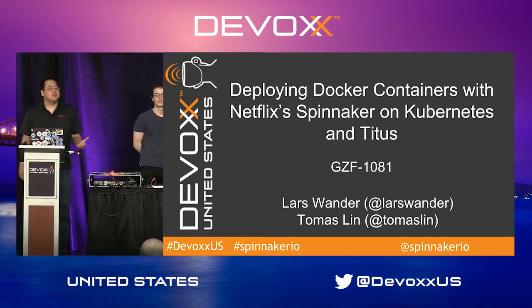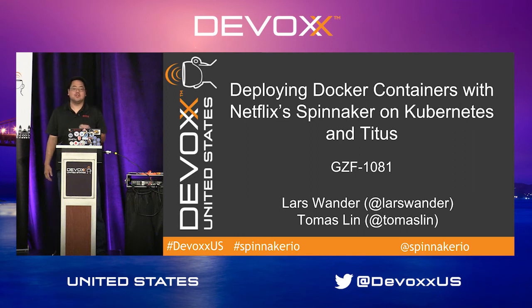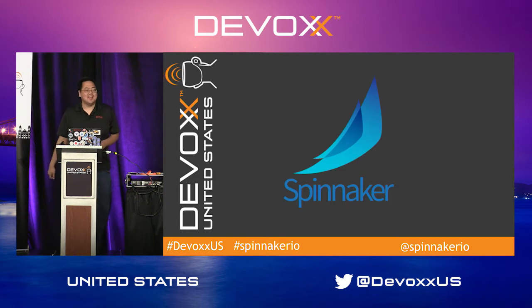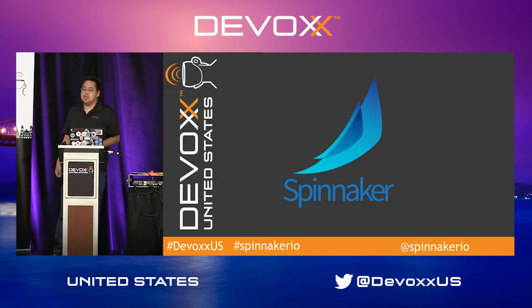What if I told you that you can use the same tool that is used to deploy the Netflix service today to deploy and orchestrate your container deployments? Well, good news, you can. Today I'm here to talk to you about Spinnaker. Spinnaker is the continuous delivery platform that is being used at Netflix to deploy the Netflix service.